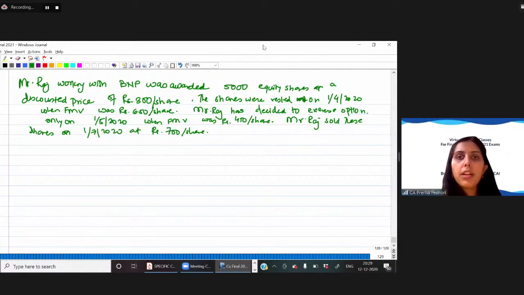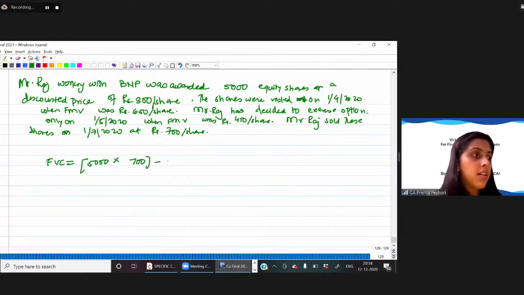So in this particular case, let's do it together. What is the sale consideration? FVC is 700 per share, right? So FVC is equal to 5,000 into 700, which comes to 35 lakh.